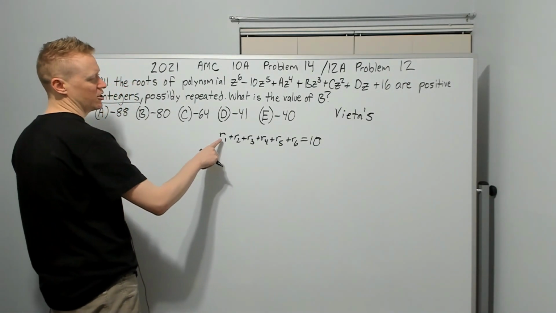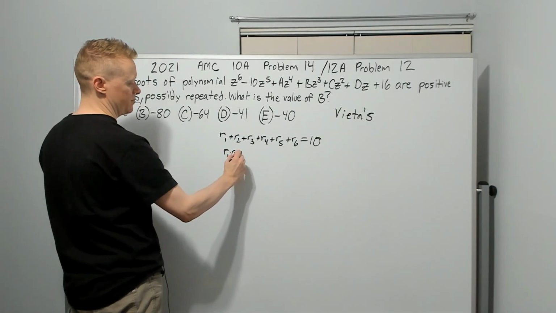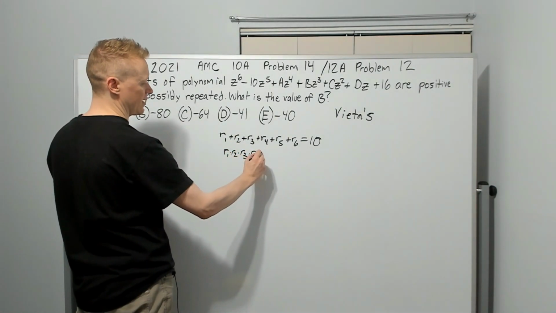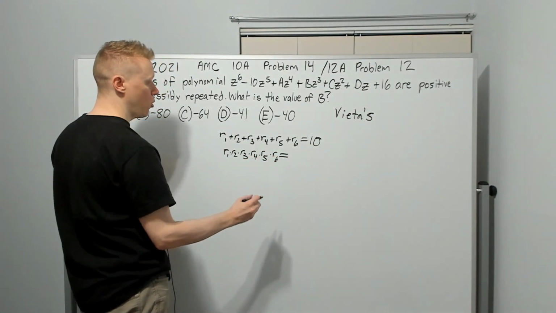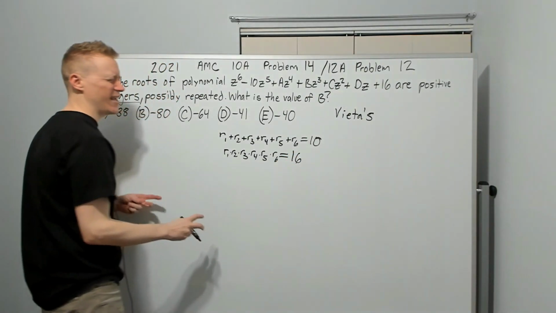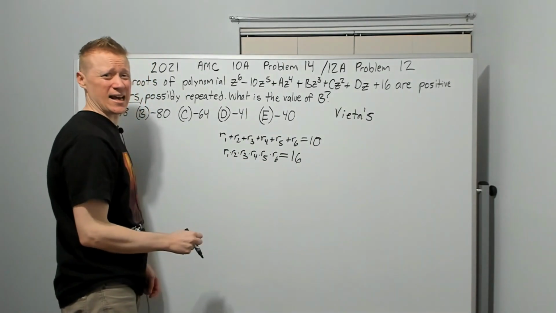So R1 plus all this, we also know R1 times R2 times R3 times R4 times R5, and finally R6 is 16. Now, I happen to know 16 is 2 to the 4th. I also know we've got a lot of positive integers that have to add up to 10.